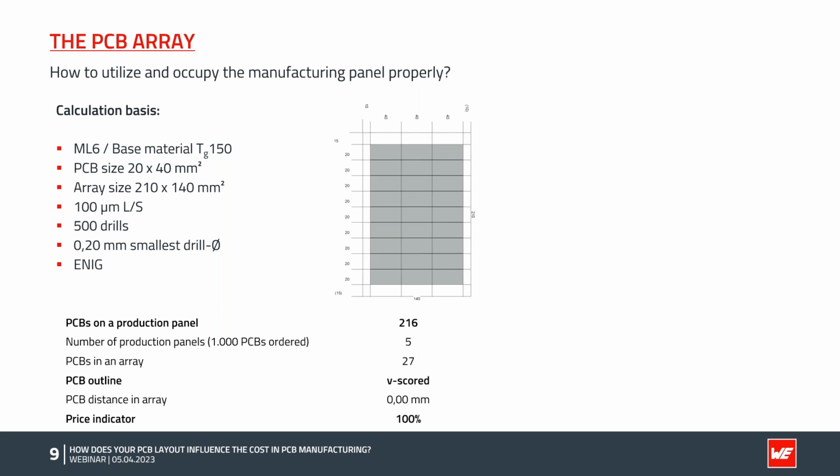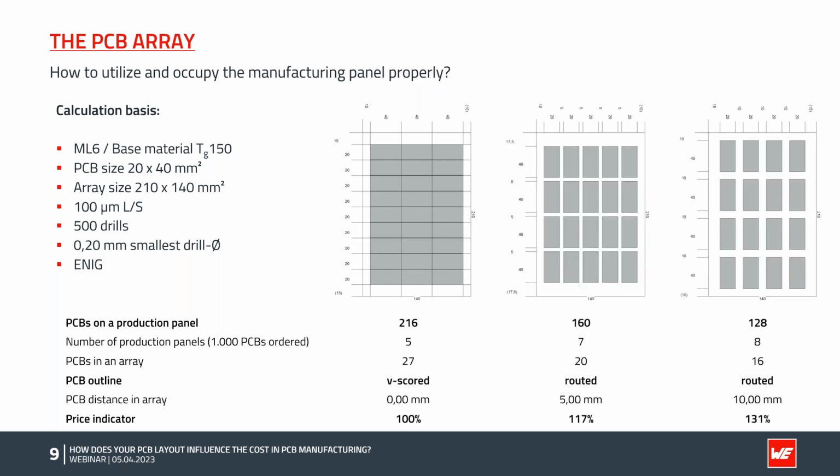This would be the arrangement when we do V-scoring overall for this assembly array. And I won't go into much detail here. You can later have a look into the presentation and maybe into the movie again. But you see, if we take the V-scored calculation as 100%, you see the increase by just distancing the PCBs to each other. The more distance you have, the less PCBs we get onto the array and onto the manufacturing panel. And therefore, it's still the same size of PCB, but you can increase the price by using routing by quite a big margin.